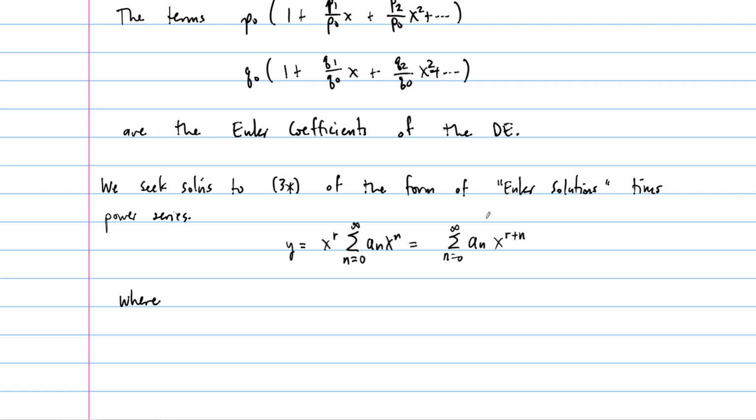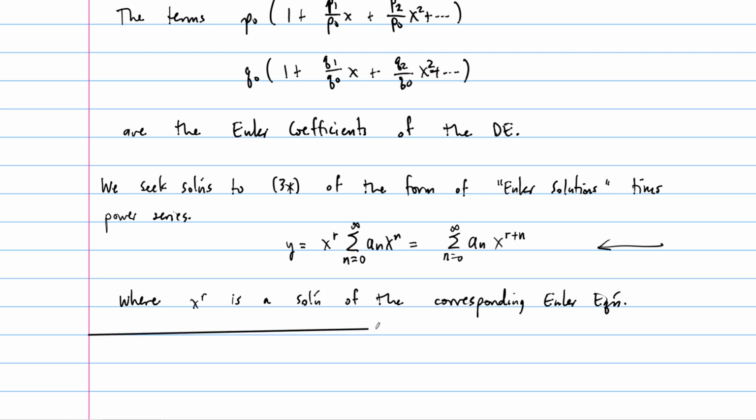Again, here x to the power r is a solution of the corresponding Euler equation. So this is our goal, to find a solution like this. Once we know to look for a solution like this, we can basically follow all of the same steps that we worked through in the last lecture on power series solutions. We're looking for a power series solution where the powers are shifted a little bit by these Euler solutions.